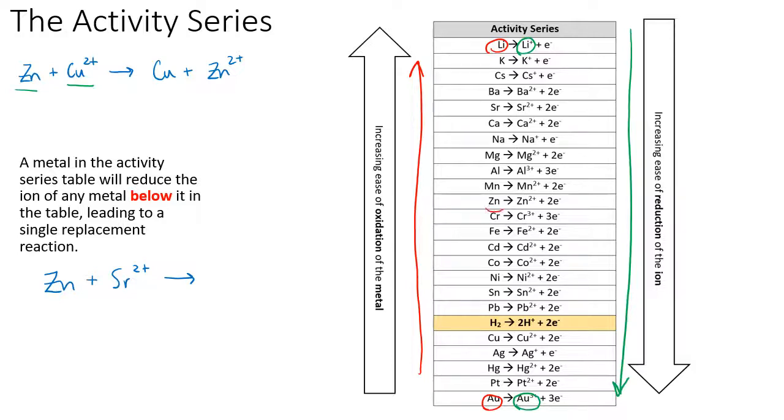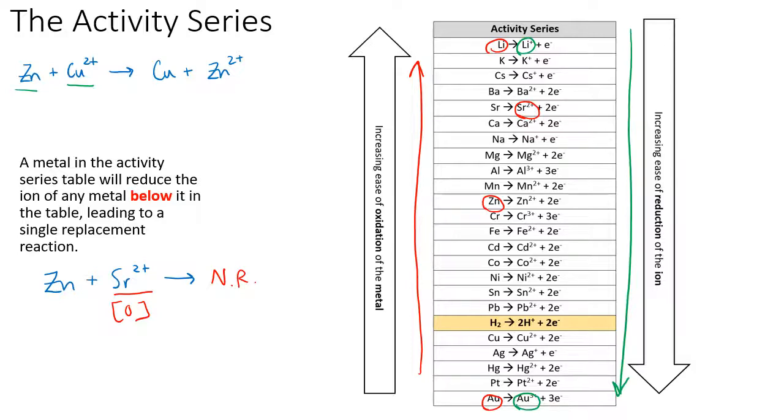Zinc as a metal is over on the left-hand side, and strontium as an ion is over here on the right-hand side. Notice that the ion is higher on the right than the metal is on the left. In this case, no single replacement reaction will occur because the strontium is more active than the zinc, and it's already in its oxidized form. Therefore, the zinc cannot become oxidized and reduce the strontium.